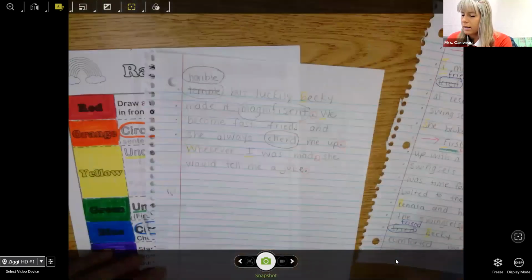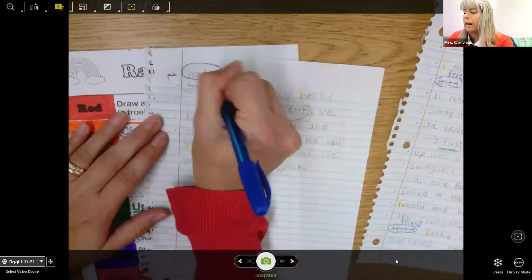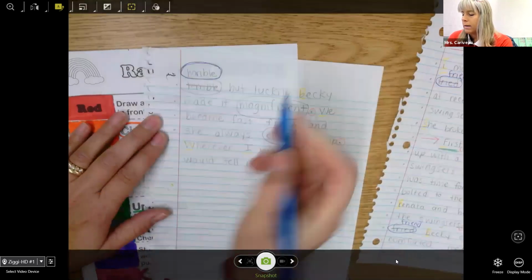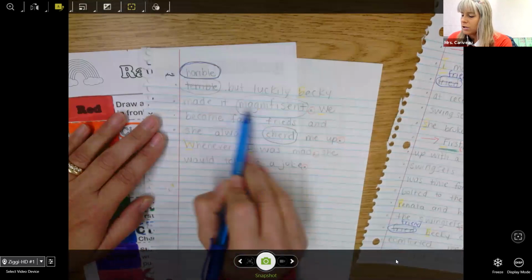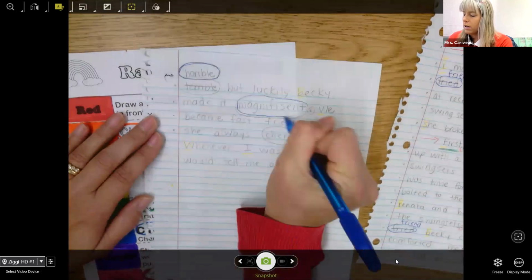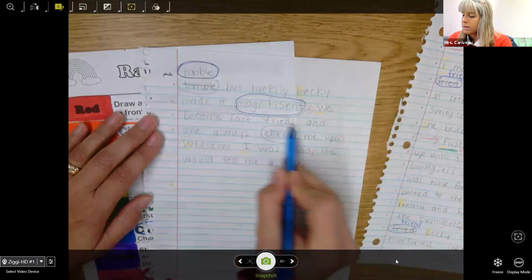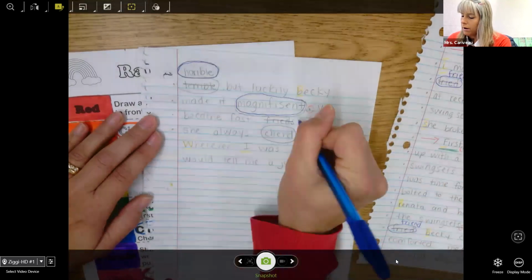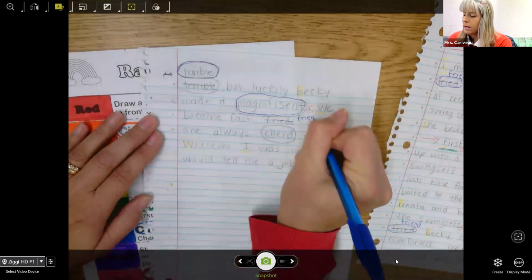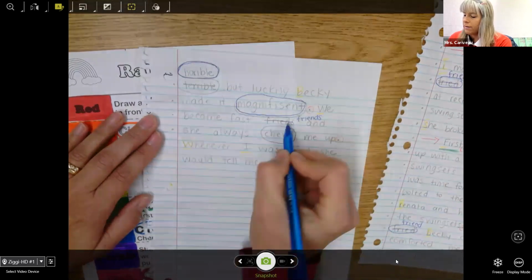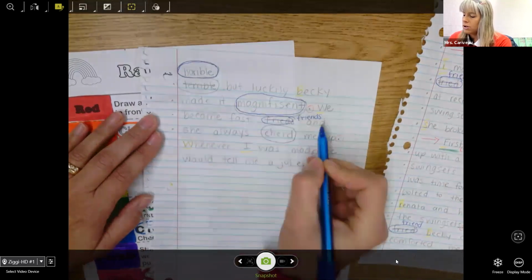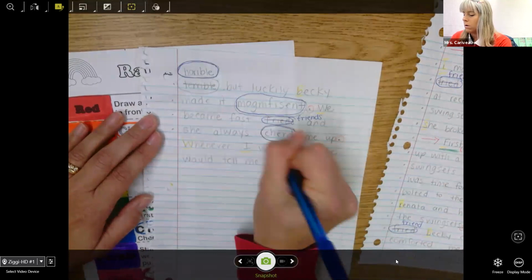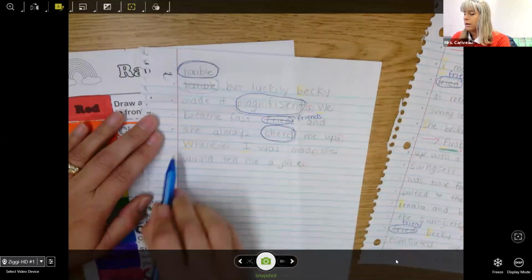Well, that's not a second grade word wall word, and I'm not sure how to spell it. But luckily, Becky made it magnificent. I got to check on this word. We became fast friends. Oops, there's friends. I know how to spell that word, friends. So I fix it and I can circle it that I fixed it. And she always cheered. I don't know how to spell that word. Whenever I was mad, she would tell me a joke.